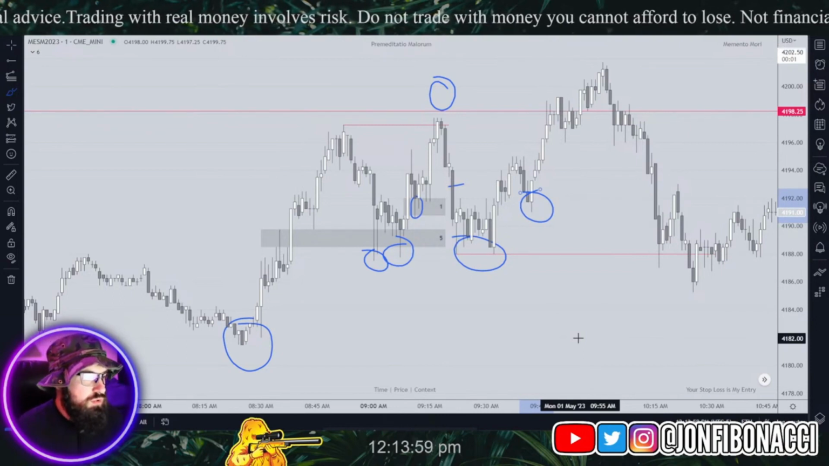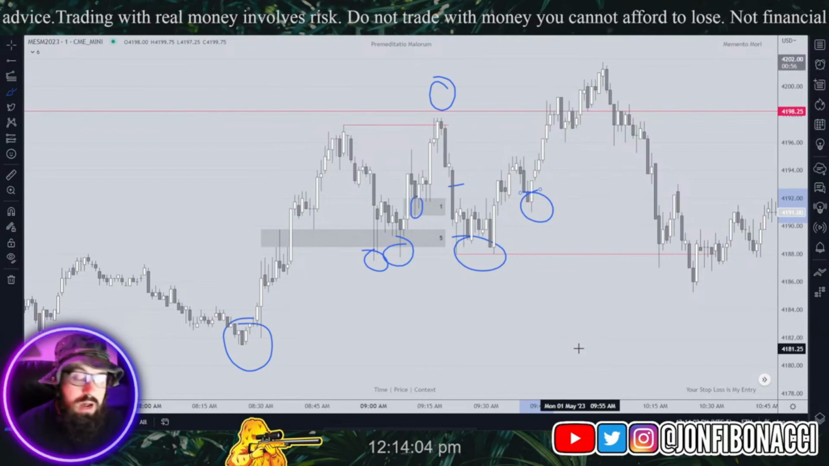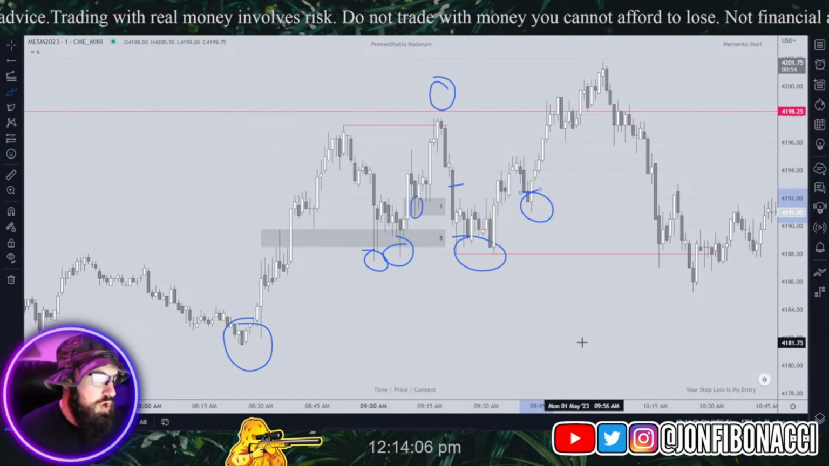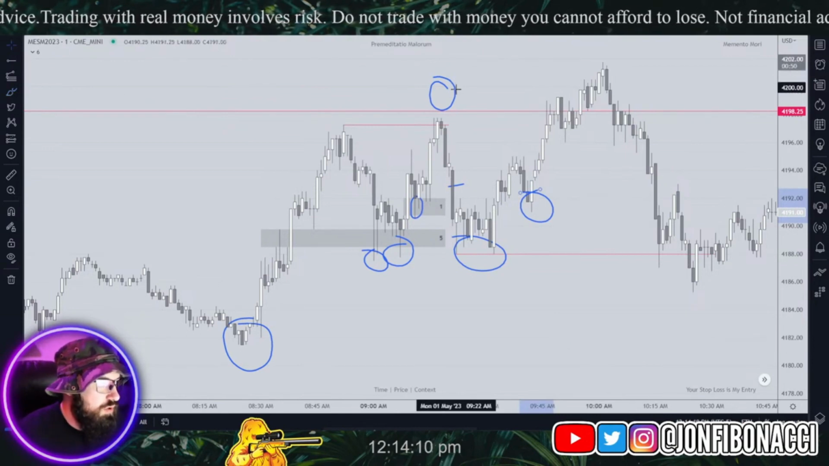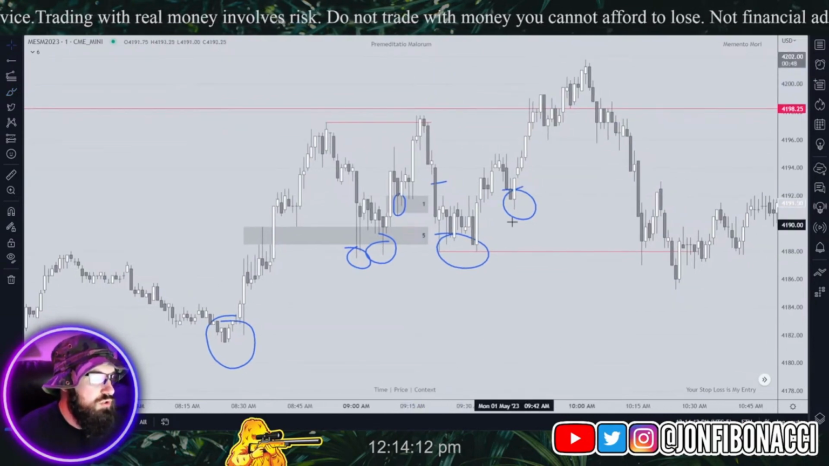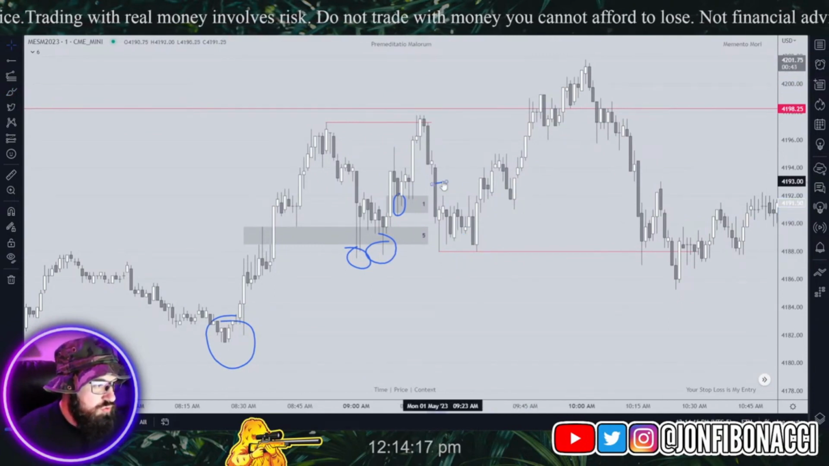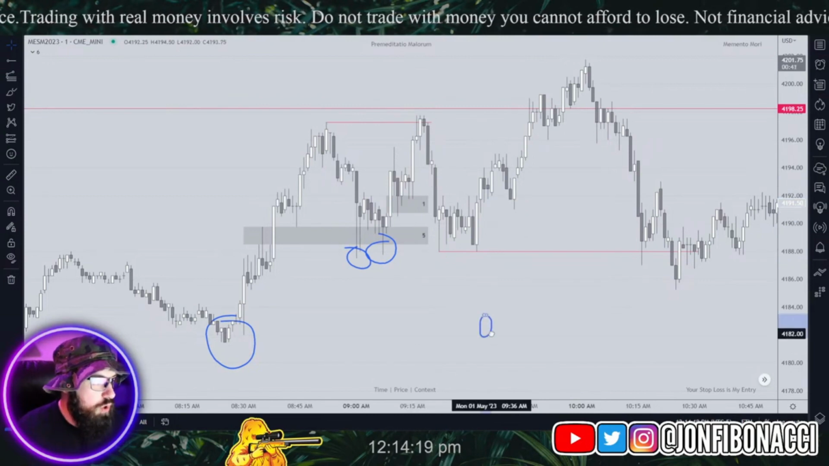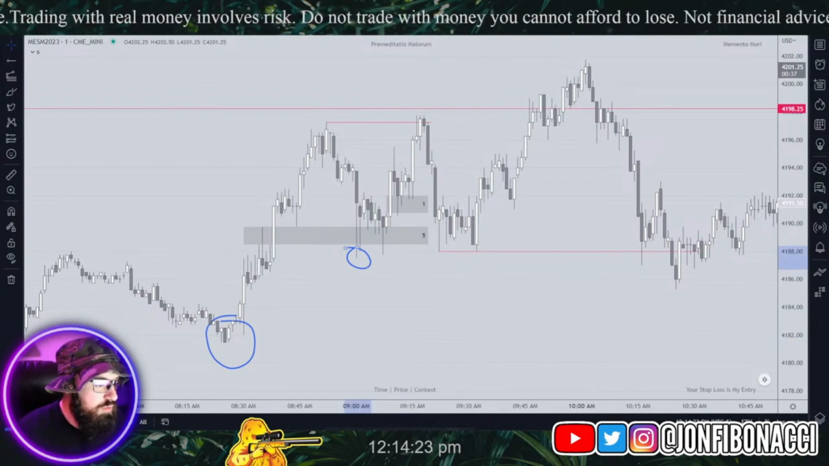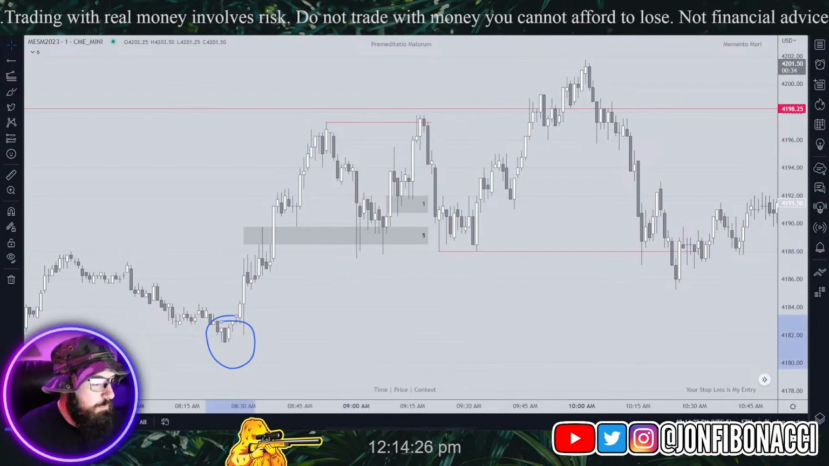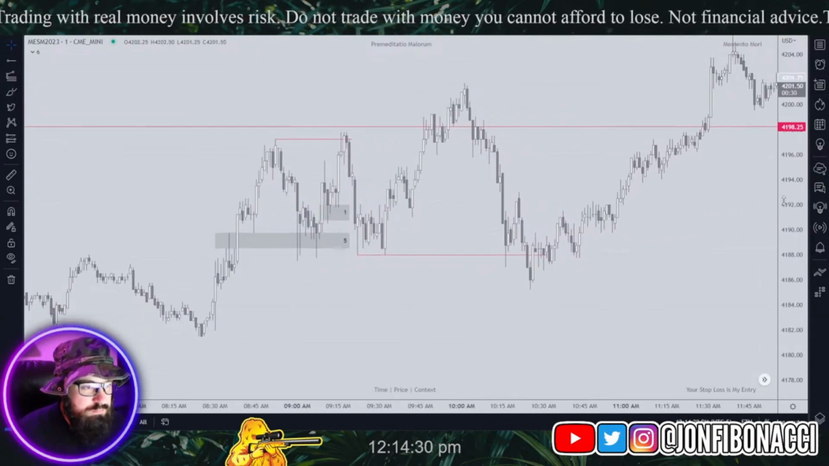So do you always need a break of structure? No. Do you always need an imbalance? I prefer them, but they're not 100% necessary. So that's what I was talking about earlier. I'm not trying to just shit on break of structure, but the problem is when people try to force one or two ways of trading the market onto everyone else. And I don't believe in that. There's a bunch of different ways to do this, and I've shown you each one of them.